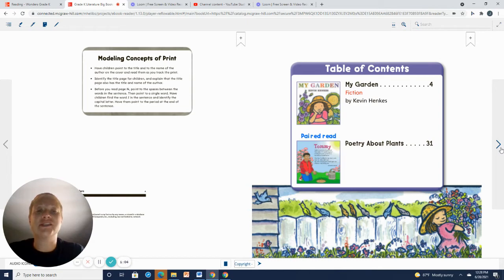Here's our table of contents page. My Garden begins on page 4. It is a fiction story, which means it's not real, it's made up, by Kevin Henkes. There is a paired reader to the story that begins on page 31, and it is poetry about plants.